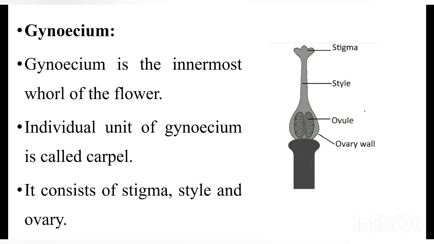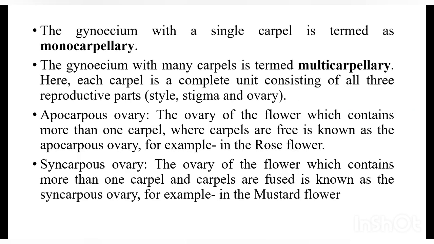Then the gynoecium. It is the innermost whorl of the flower, and the individual unit is called a carpel. It is the female reproductive part, consisting of stigma, style and ovary. Sometimes the gynoecium consists of a single carpel, called the monocarpellary condition.